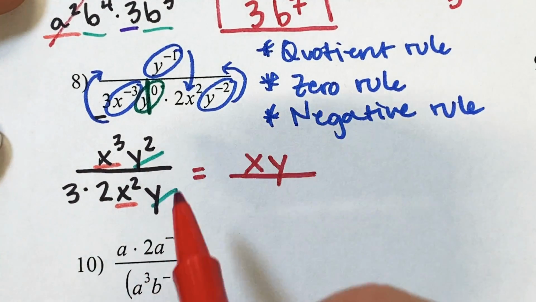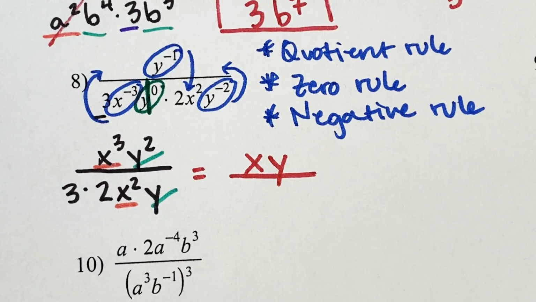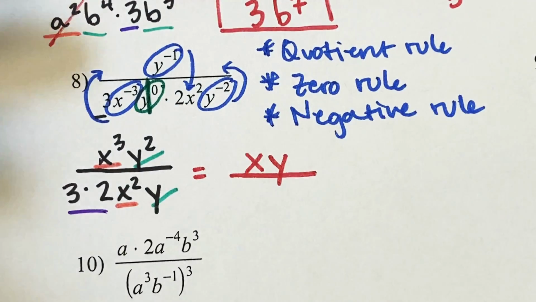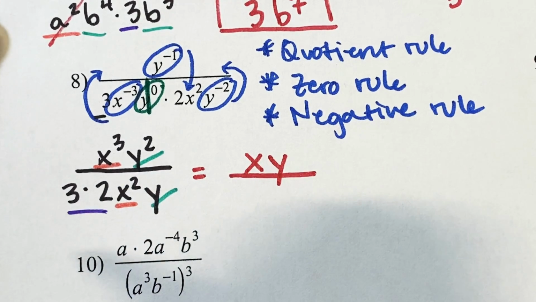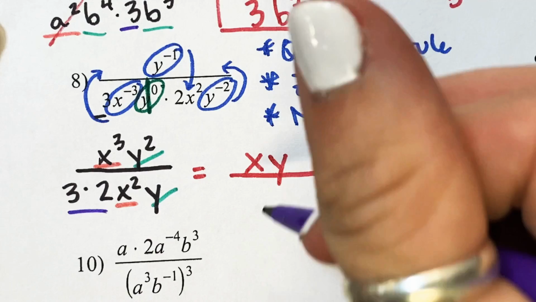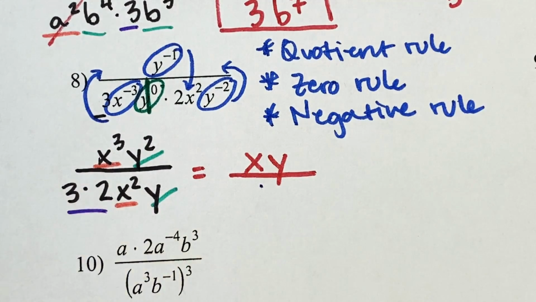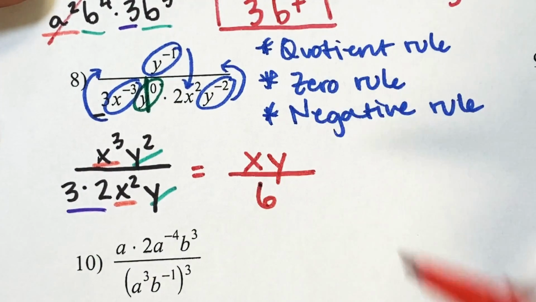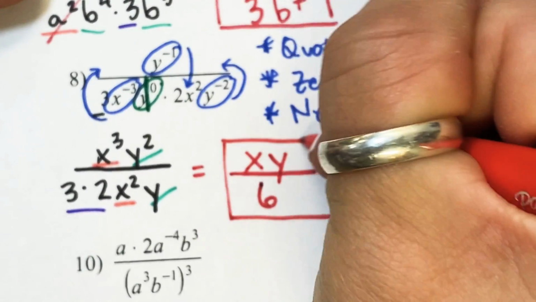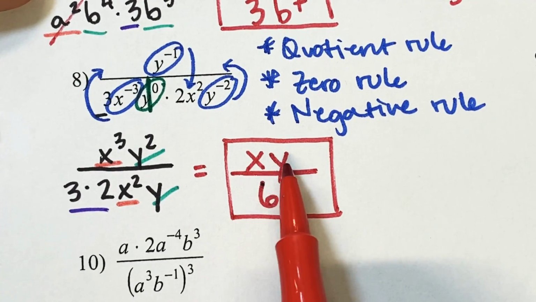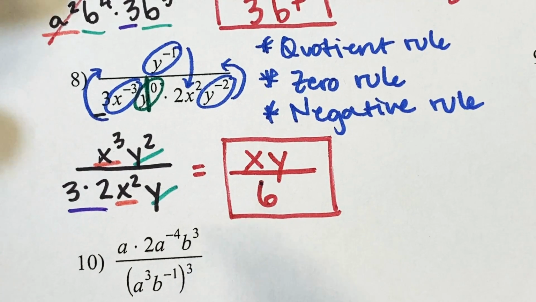Beautiful. The only thing that's left on bottom is this 3 times 2. Those are coefficients, so that's easy peasy. What is 3 times 2? That is 6. We only see one of each base, right? 1x, 1y, 6. So we are done. That is simplified.